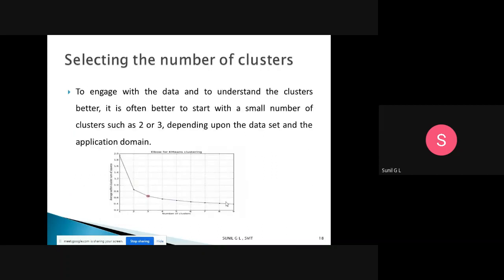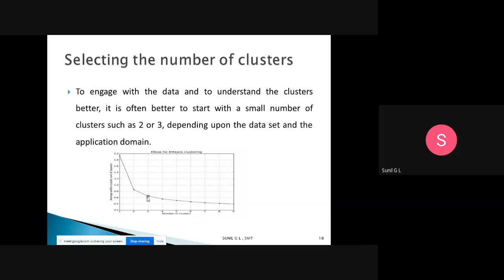Here, plot the number of clusters against the average within-cluster sum of squared errors of the data points. In this graph, the values gradually change, then suddenly there is a sharp rise or drop, and after that it stabilizes. This point we call the elbow point for the number of clusters.